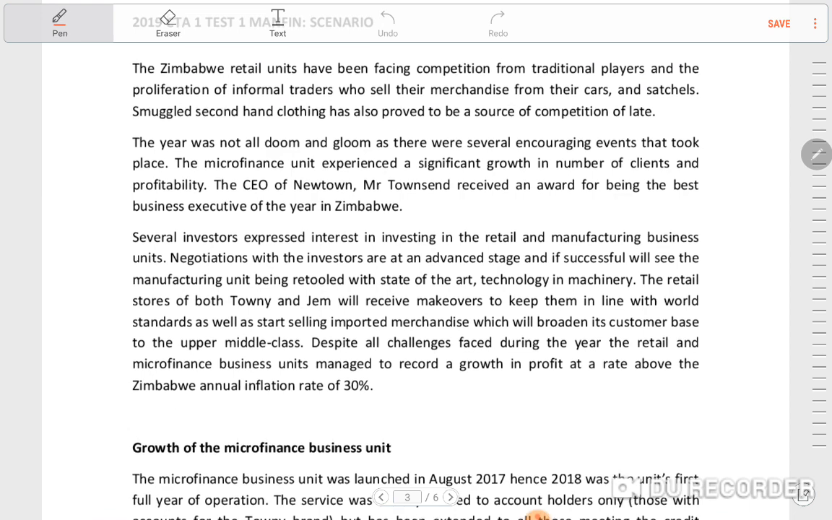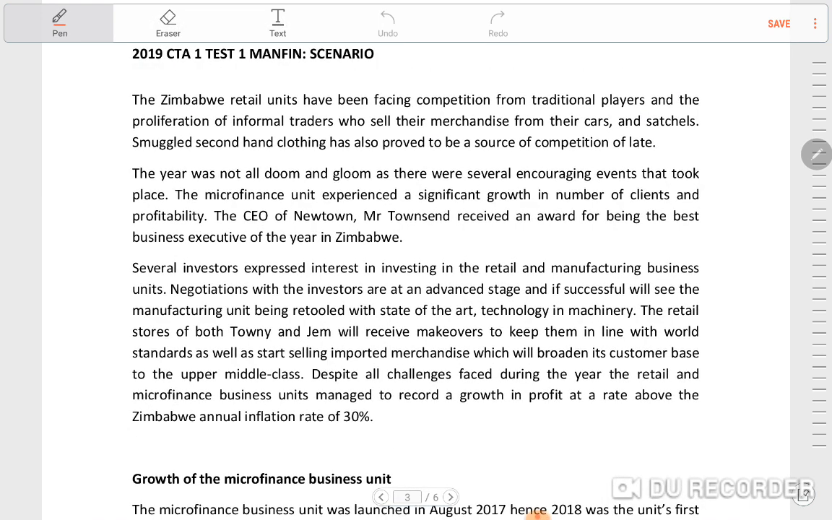Okay. So in this scenario, we have been told that the Zimbabwe returnees have been facing competition from traditional players and the proliferation of informal traders who sell merchandise from their cars, satchels, etc. So traditional players trigger. So that means it's a threat to Newton, these external factors. So what does that mean to me? It creates a threat to me as a business.